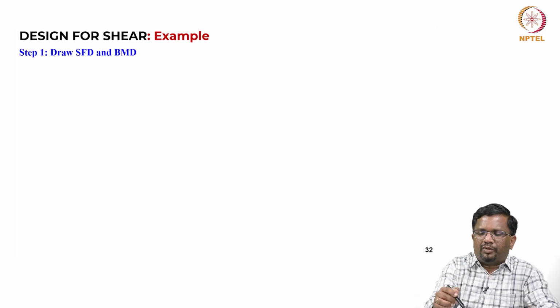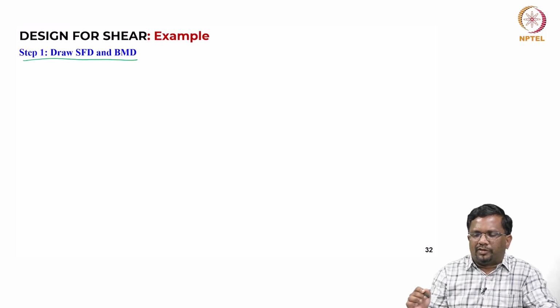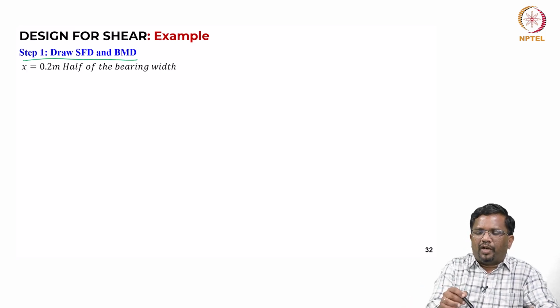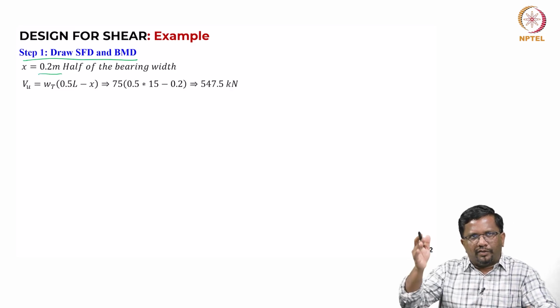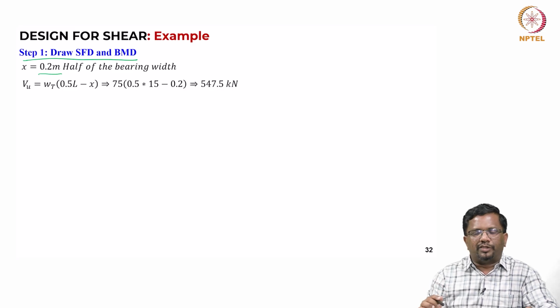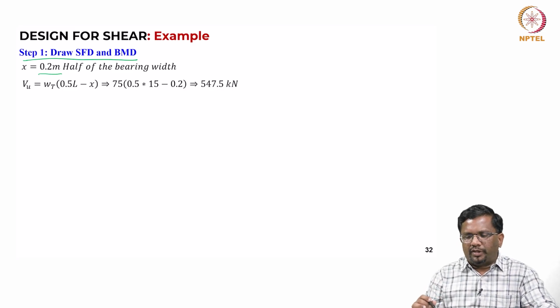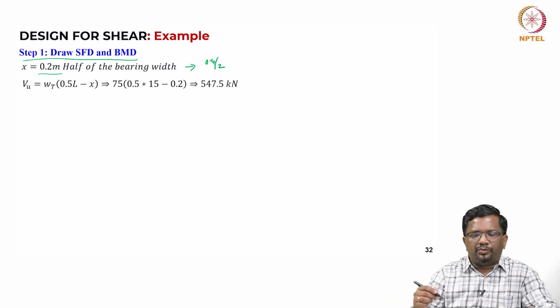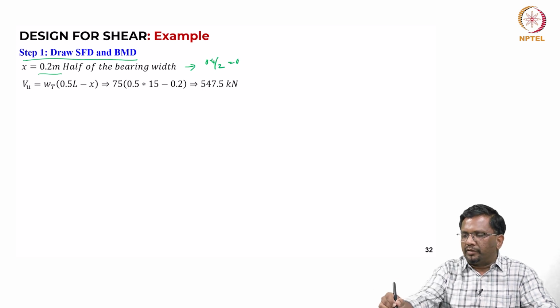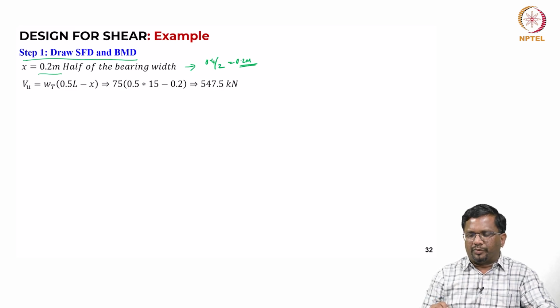Now, the first step is to do the structural analysis and draw the shear force and bending moment diagram. You can see the center line will start from 0.2 meter, half of the bearing width. So, we are taking it at the face of the support, which is x equal to 0.2 meter. So, x is basically going to be 0.4 divided by 2. That is, we take this at the face of the support.